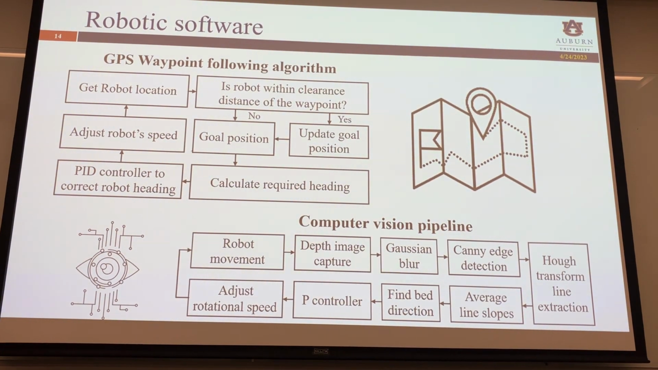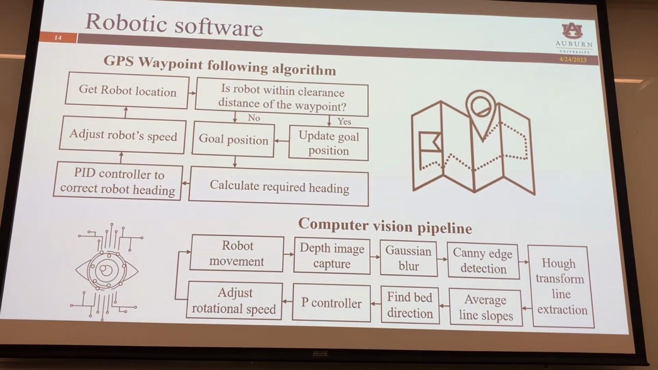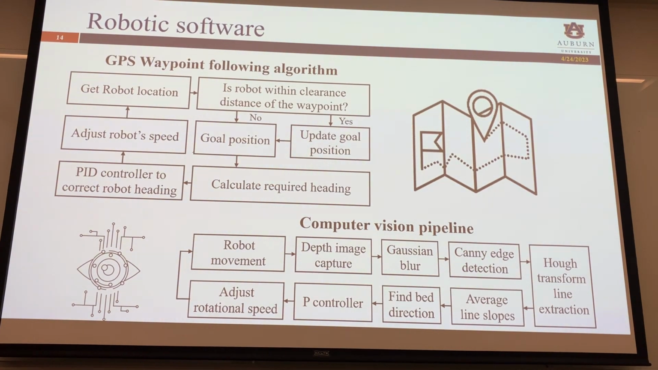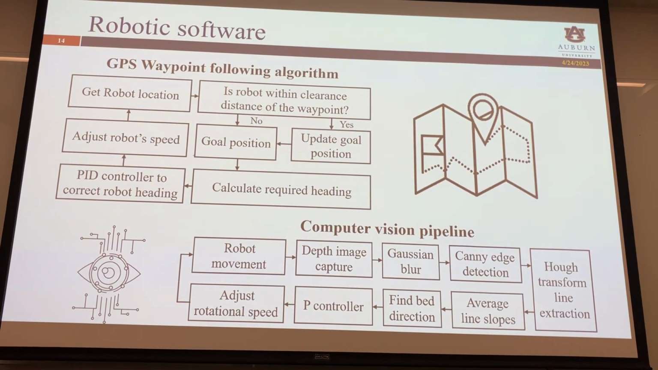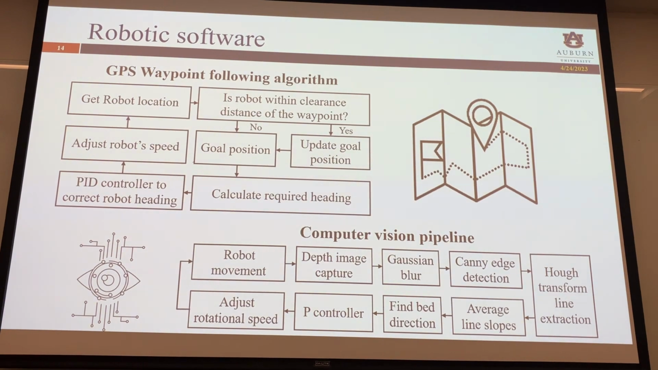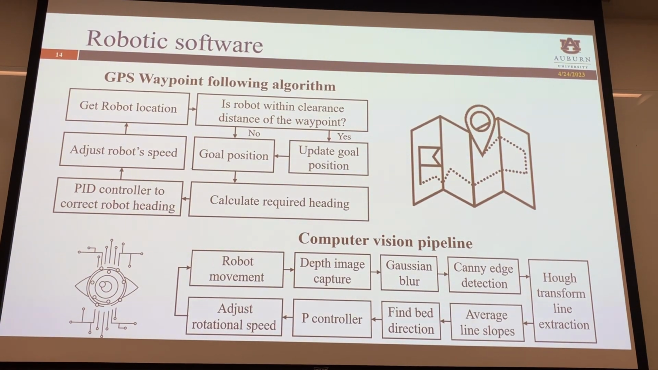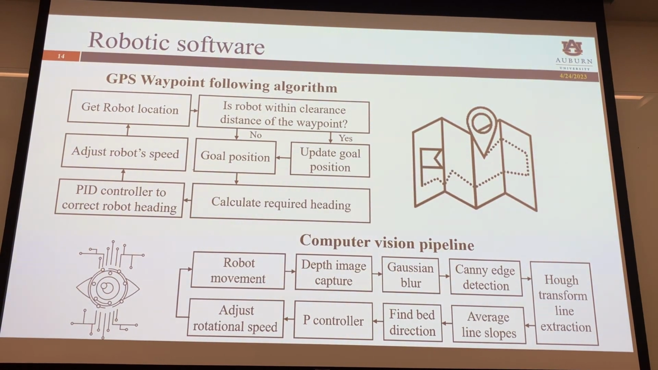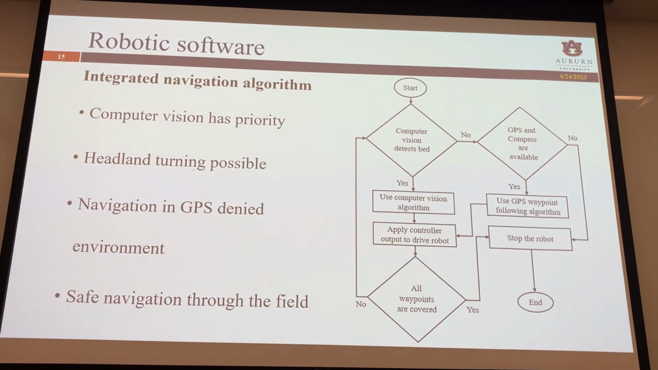It uses the current position, the goal position, and the compass on the robot gives us the heading of the robot. So we use a PID to control the heading and go towards the goal position.